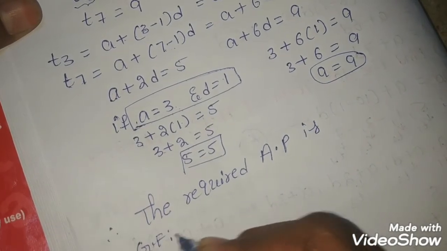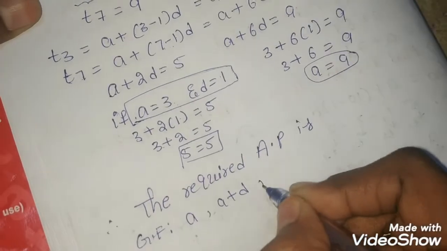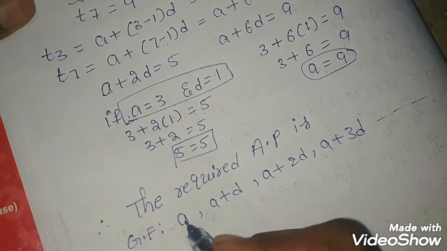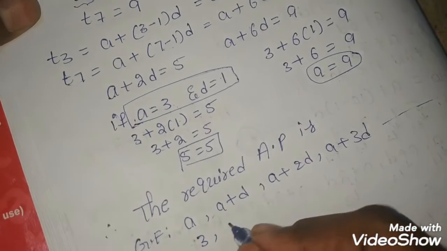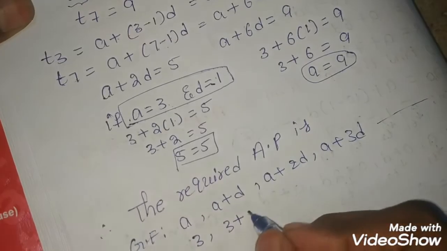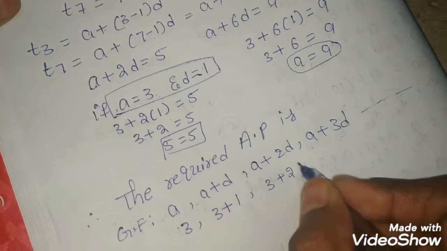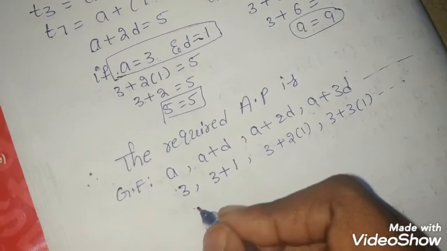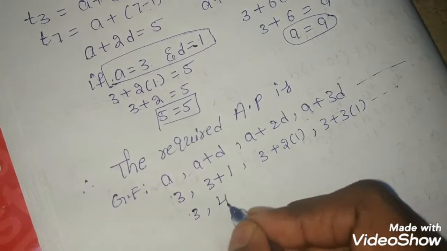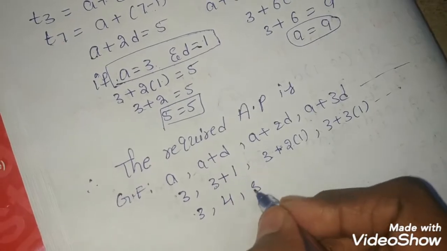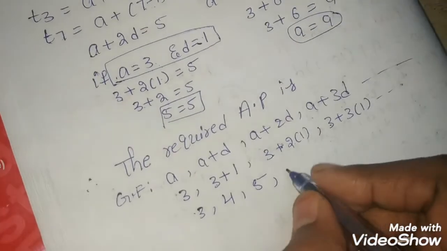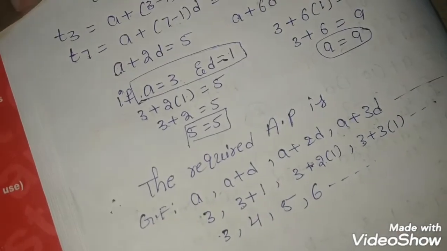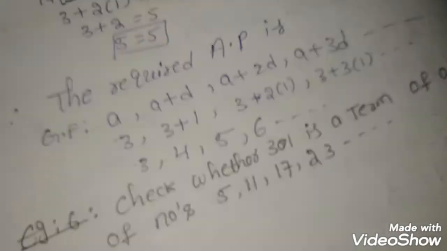General form. We have to write general form first. A plus D, A plus 2D, A plus 3D, and so on. So what is A here? A is 3, and next 3 plus, what is D here? D is 1, comma 3 plus 2 into 1, 3 plus 3 into 1, and so on. See, our required arithmetic progression is 3, comma 3 plus 1, 4, 3 plus 2, 5, 3 plus 3, what? 6. 3, 4, 5, 6, and so on. This is our required arithmetic progression. Understand? Let's go for next question.